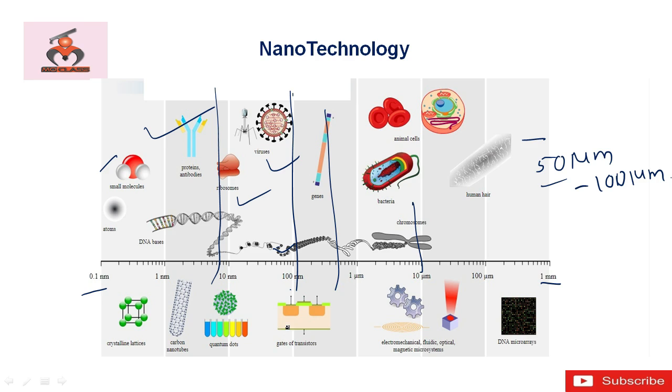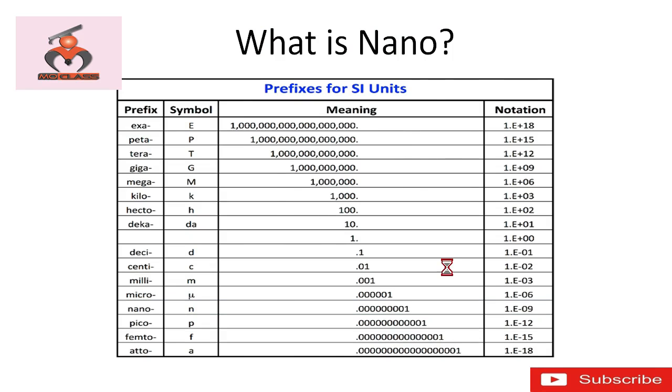In the bottom portion, these are your artificially made materials. These are your quantum dots, carbon nanotubes and transistors. They also come in the range of 100 nanometer. That's why we are interested in nanotech. This is your bacteria, and these are your animal cells. So now we'll go to nanomaterial.